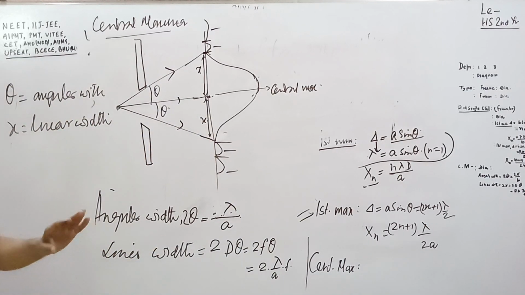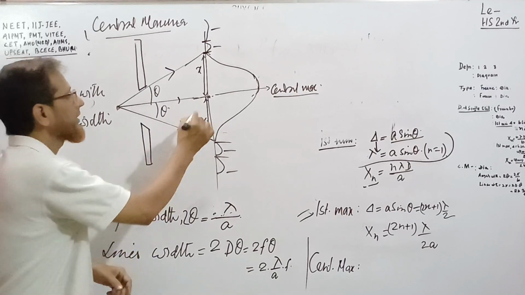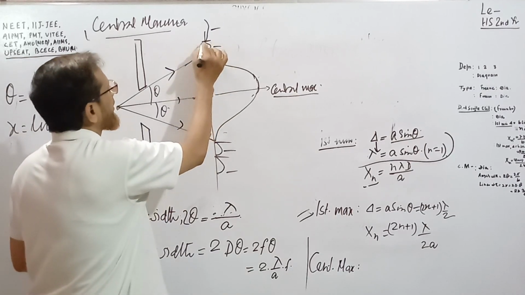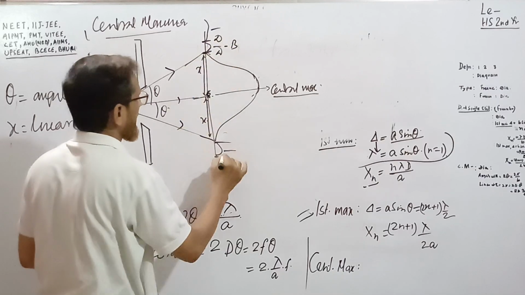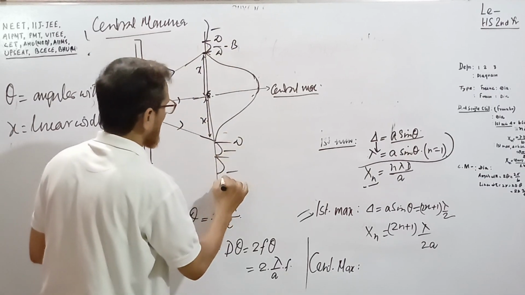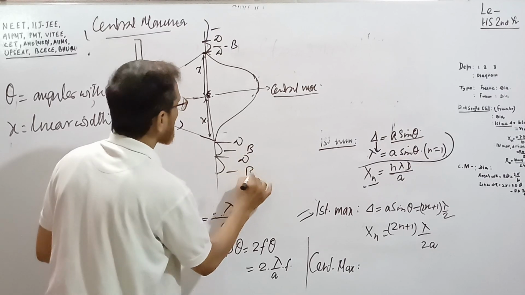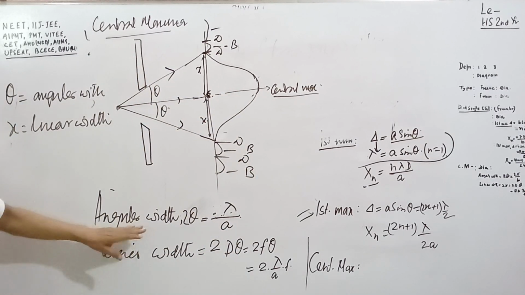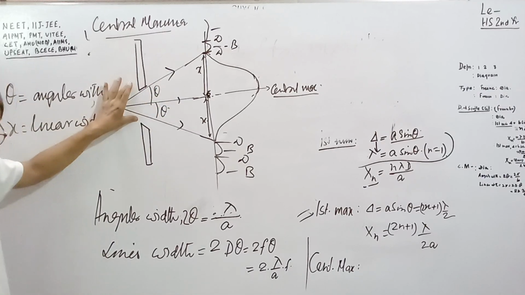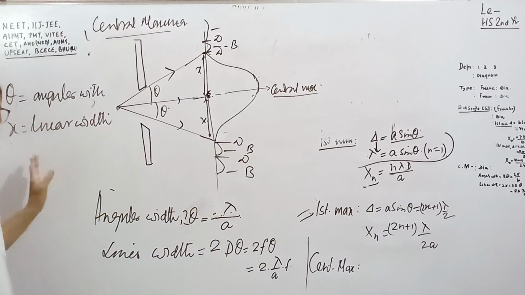So you have got the central maxima, whose intensity is highest, it is a bright point, and these are the dark points. This is bright, dark, dark, dark, dark. This is bright, bright, and this is in the central position, the central maxima. Here the angular width, theta plus theta, means twice theta. If you assume twice theta is equal to lambda by a, lambda is the wavelength of the light used from the source.